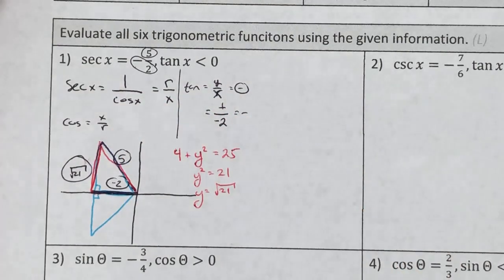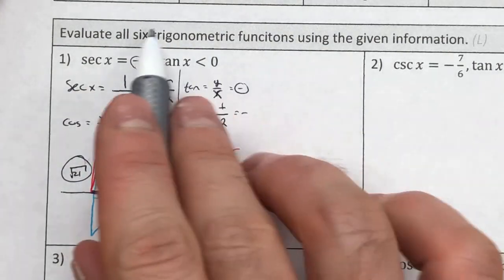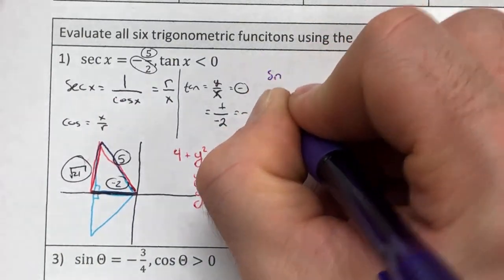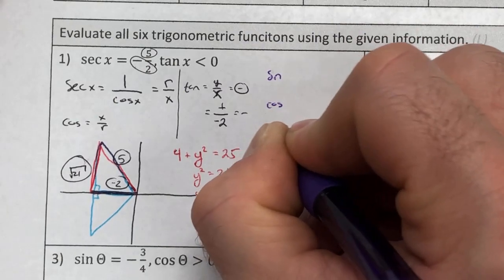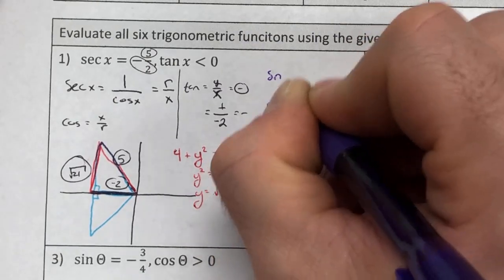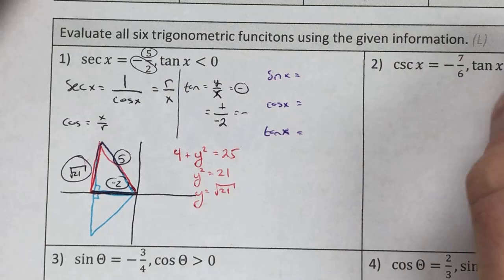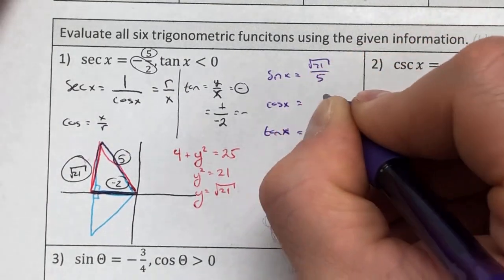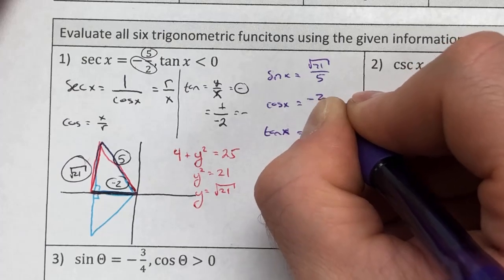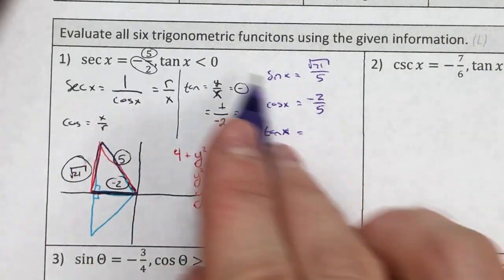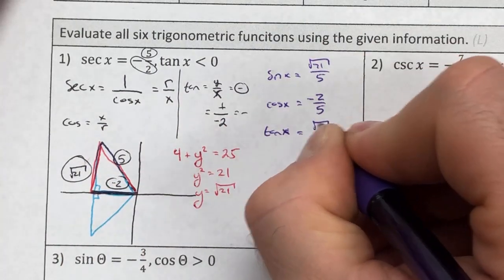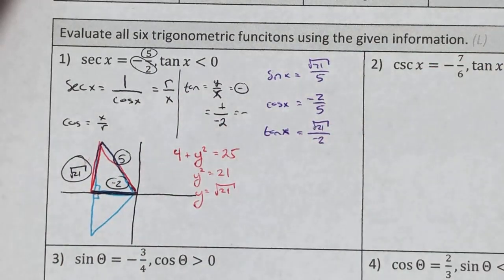Boom, there we go. And so with this information, we can set up all 6 trig functions. So if I set up sine, cosine, or tangent, sine is just opposite over hypotenuse, which is going to be the square root of 21 over 5. Cosine is adjacent over the hypotenuse, so -2 over 5. Notice how it's just flipped. And then tangent is going to be the opposite over the adjacent, square root of 21 over -2.